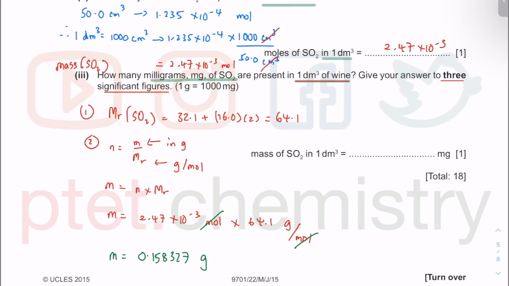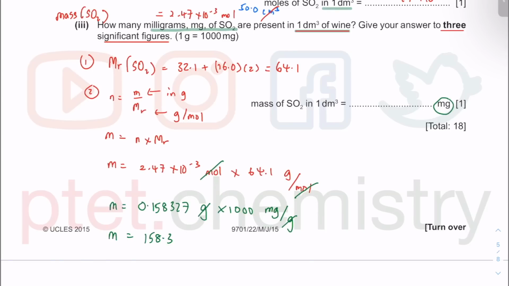0.158327. This is in gram, but they want it in milligram. They even stated the answer here in milligram, and one gram is 1000 milligram. So I simply multiply that by 1000 milligram per gram. So the per gram and the gram cancel. Basically, I just need to multiply by 1000 and I get 158.327. This is now milligram. But again, they want it to 3 significant figures. So 1, 2, 3. I look at the 4th one, and this rounds to 158 milligram of sulfur dioxide in this 1 dm³ of wine there. So that's it really for this 18 mark really good question here.